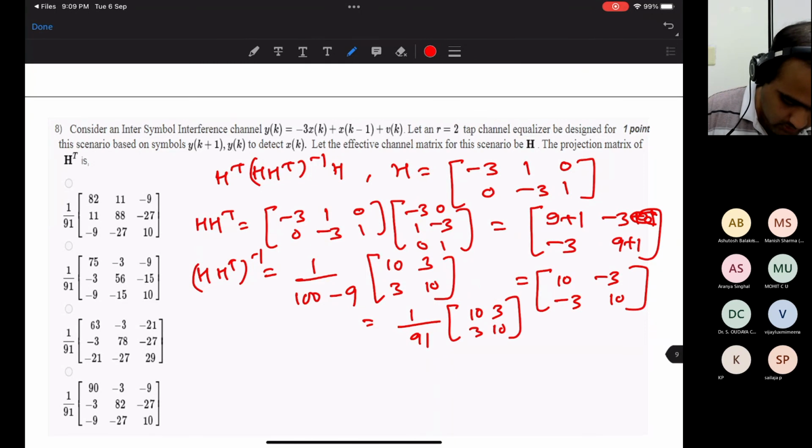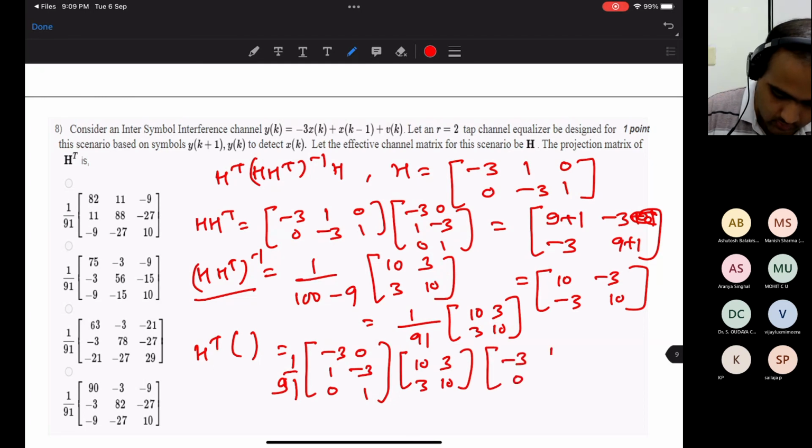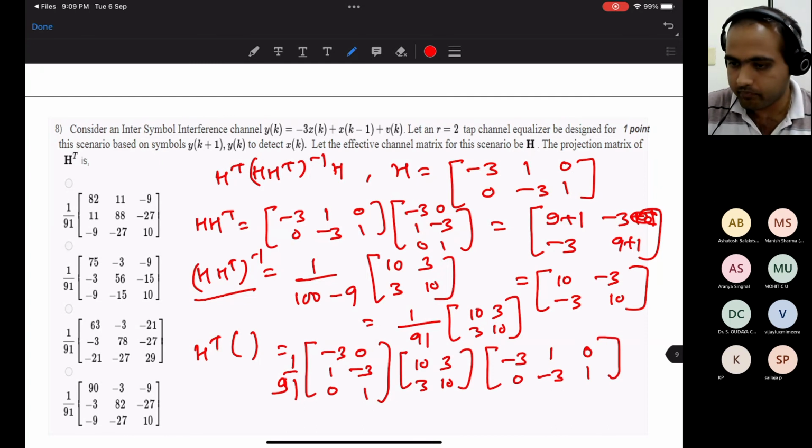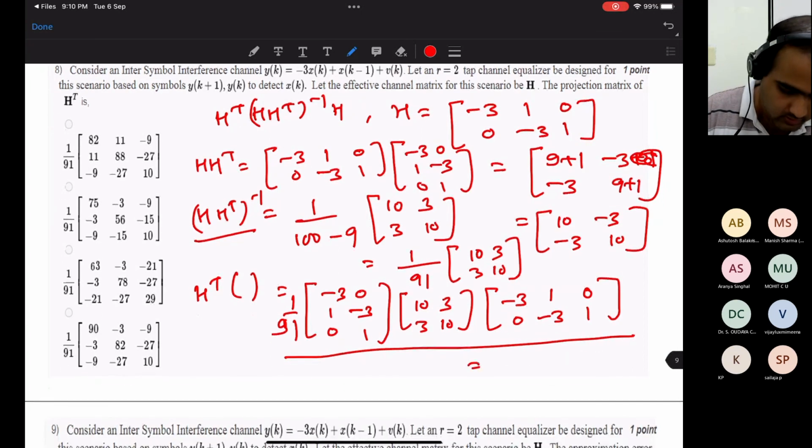Okay, so now if we multiply H transpose with this, let's do that. So we have 1 by 91 outside, and you have -3 0 1, -3 0 1, and you have 10 3 3 10, and you have to multiply it with H again. So this is -3 0 1, -3 0 1. Right, so we need to solve this, and this is a straightforward matrix operation.